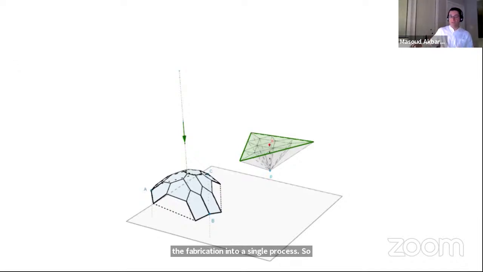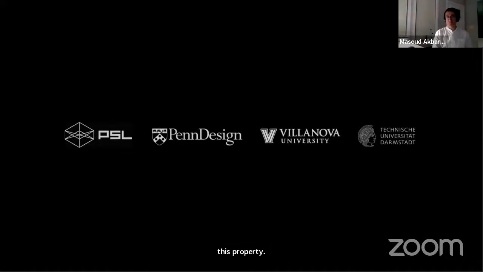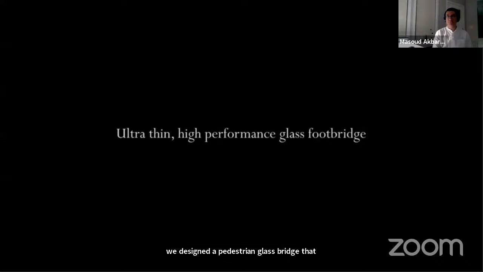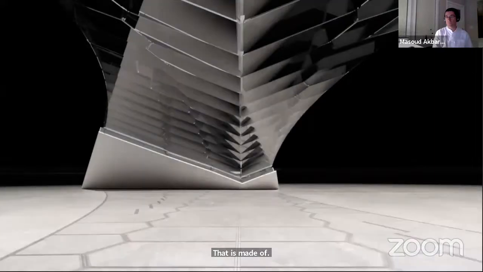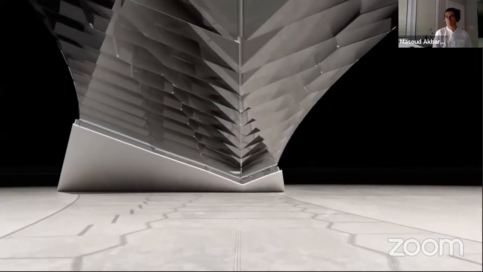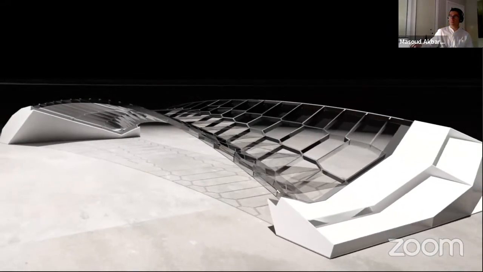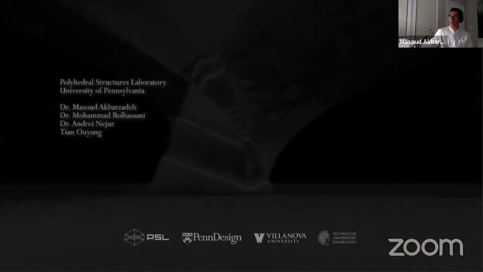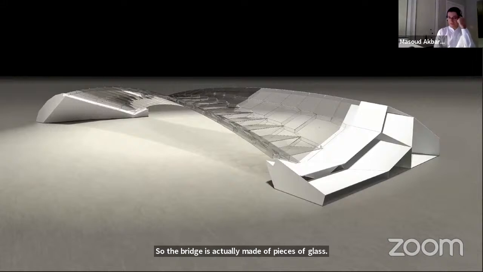So inspired by this property, we designed a pedestrian glass bridge that is made of planar pieces of glass, originally 1 centimeter. That was the intention for the glass, but obviously for security reasons and factor of safety, we have to increase that.